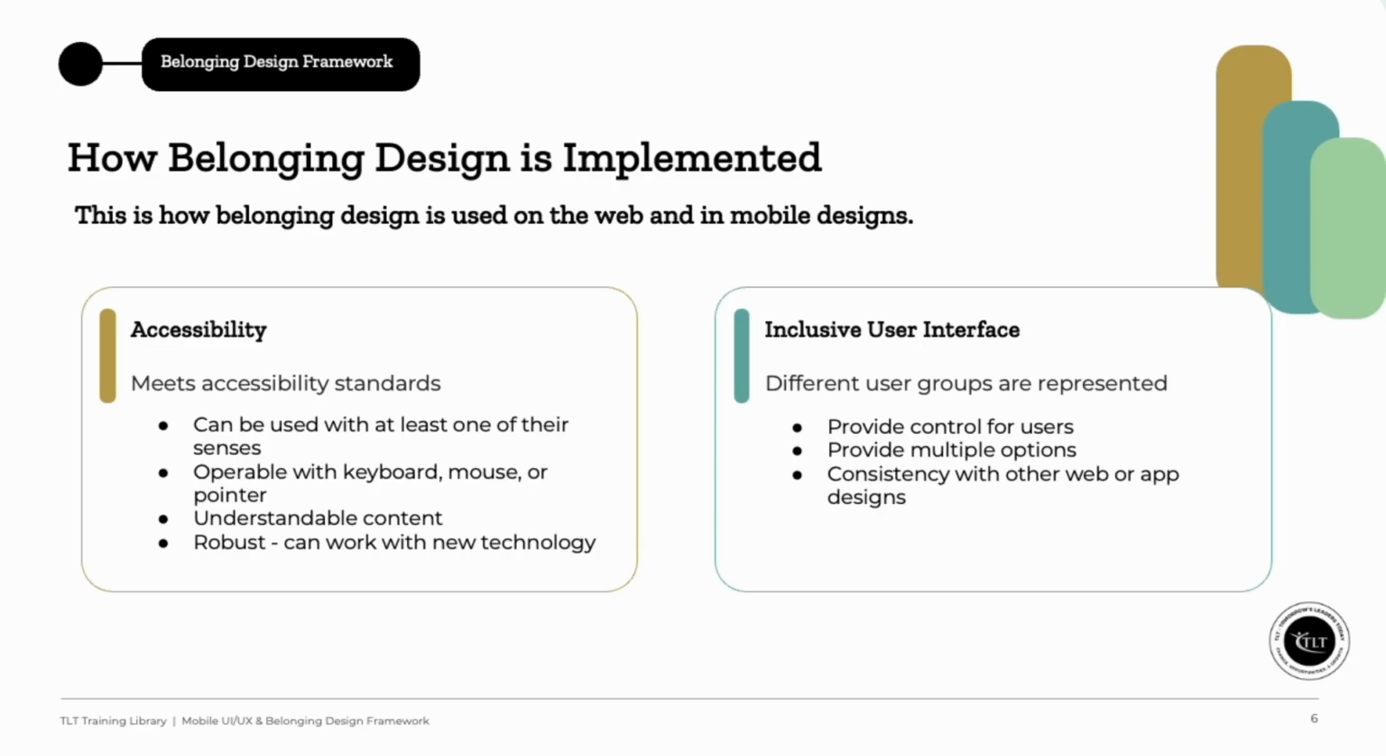With inclusivity, we want to ensure that different user groups are represented. You should provide control to the users, like changing the appearance. You should provide multiple options, like multiple age ranges when filling out a form. And you should have consistency with other websites or apps.